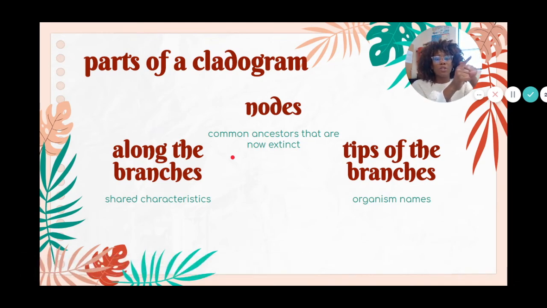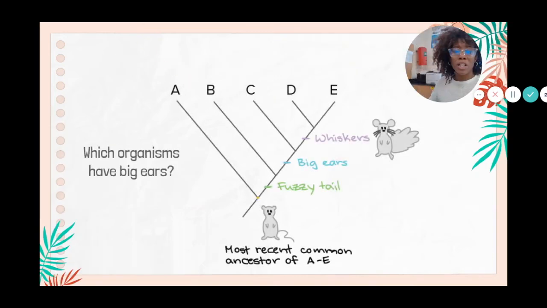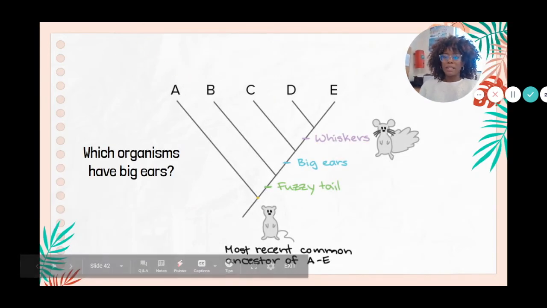At the nodes of the intersections, we're going to have common ancestors that are now extinct. And at the tips of the branches, we have the organism names or the taxa. My foot is falling asleep. So let's do some more practice together.